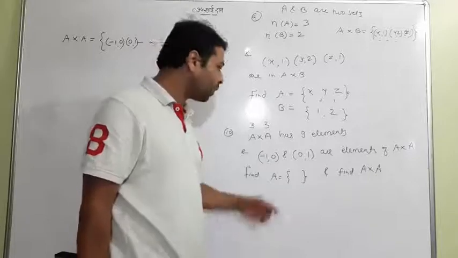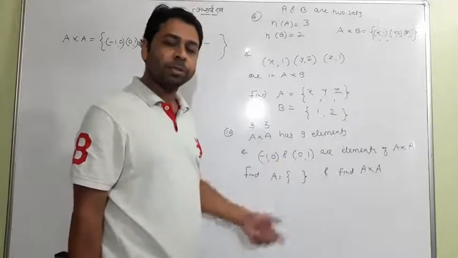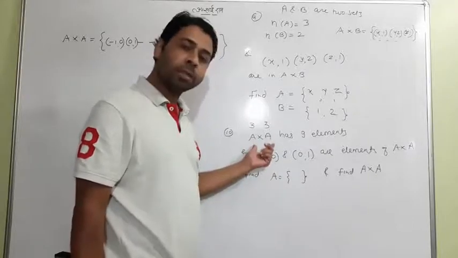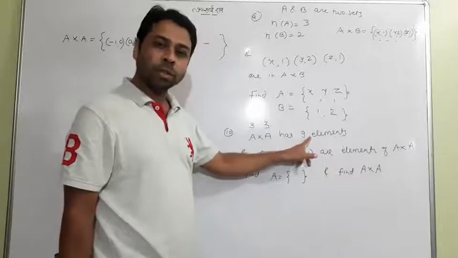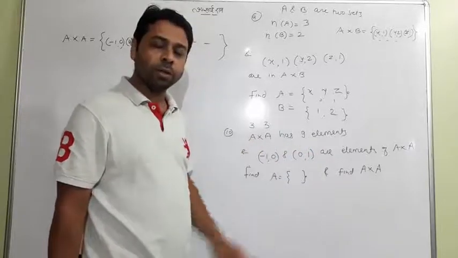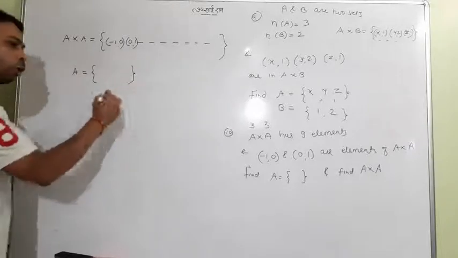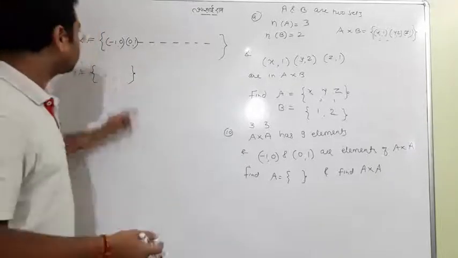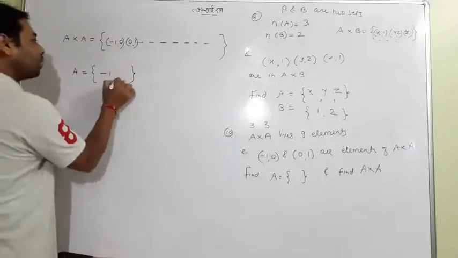And it is very simple to identify, because in A cross A both are the same set. When both are the same set, they definitely have an equal number of elements. So it is 9 elements. So one should predict it is 3 into 3. Now we just have to go with A. What is A? I have taught you that the first element is A, so -1 and 0.